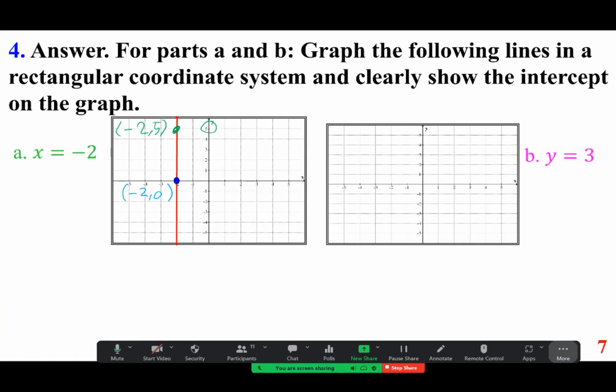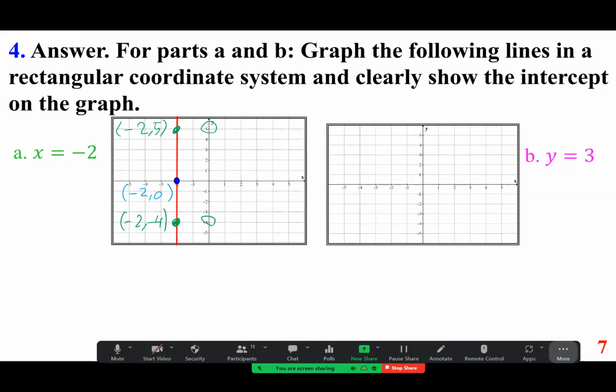If I pick this one, again, the same x coordinate. What about the y? I just read it from the graph. So that's the beauty of the vertical lines. Basically, if you have the x-intercept, it makes it easy to graph.